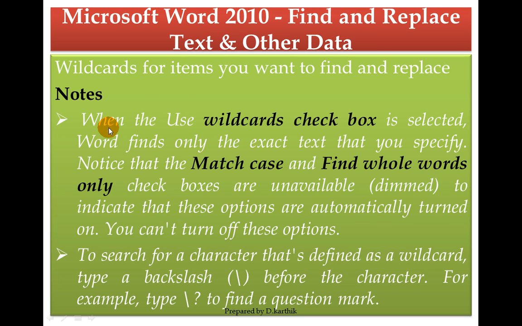Note, when you use the Use wildcards checkbox selected, Word finds only the exact match that you specify. Notice that the Match case and Find whole words only checkboxes are unavailable, dimmed to indicate these options are automatically turned on. You cannot turn off these options. To search for a character that's defined as a wildcard, type a backslash before the character. For example, backslash question mark to find a question mark.